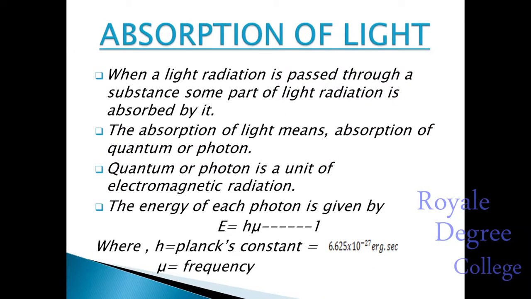Absorption of light. When a light radiation is passed through a substance, some part of light radiation is absorbed by it. The absorption of light means absorption of quantum or photon. Quantum or photon is a unit of electromagnetic radiation. The energy of each photon is given by E equals h mu. It is our equation number 1, where h is called the Planck's constant and its value is 6.625 into 10 to the power minus 27 erg second. Mu is the frequency.